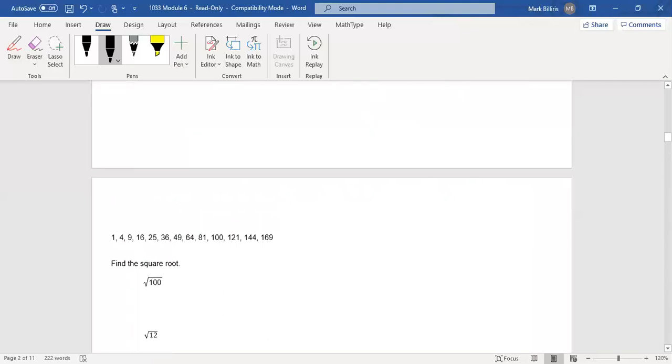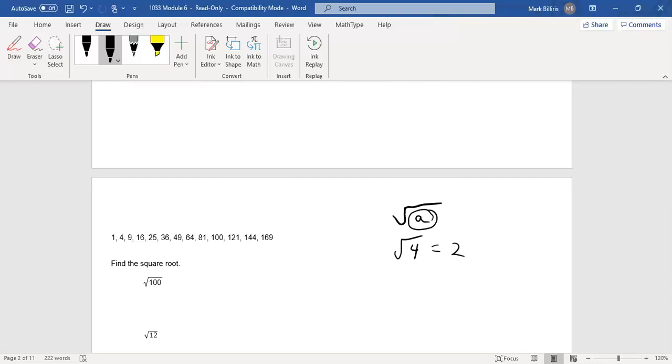So when we're asked to find the square root of a number, what's being asked is, what is multiplied times itself that would give you the answer? So if I had something like the square root of 4, the square root of 4 is 2, because 2 times 2 gives me 4. And that's what I've written with the 1, 4, 9, 16, etc.